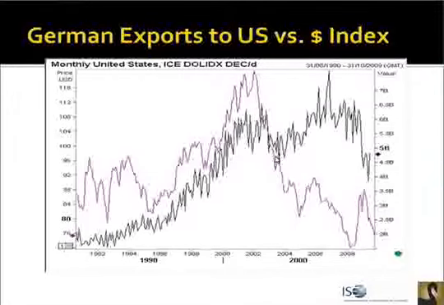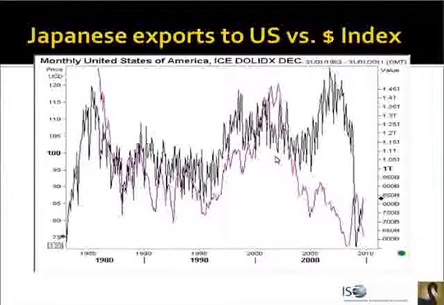Japanese exports to the U.S. And again, you notice a similar pattern here, even in Japan. Going back to 1985, again, the purple line versus the black line. The black is exports to the U.S. As the U.S. dollar fell in value relative to the yen back in '85, we saw a little tapering off of exports to the U.S. as the relative value of the yen rose.